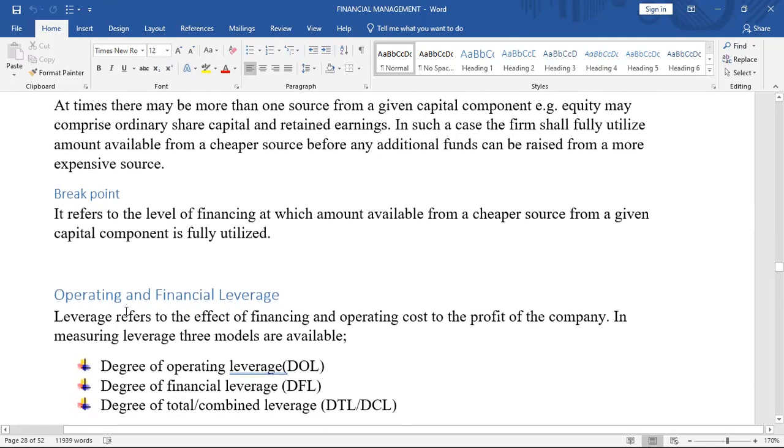Now, the breakpoint normally refers to the level of financing at which the amount available from a cheaper source from a given capital component is fully utilized. So we are going to be comparing the cost of the ordinary shares and the cost of retained earnings when doing those computations, to see which one is cheaper and can be fully utilized. That is what the breakpoint is talking about, based on the proportions which you just need to compute. I will be able to show you how.